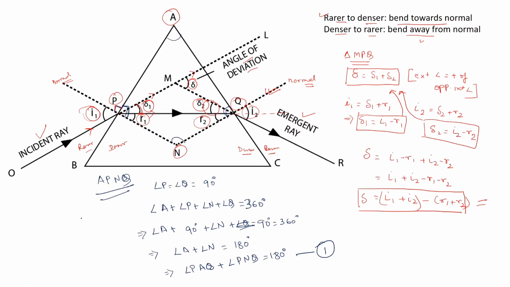Now let us consider the triangle PQN. Look at the figure. Triangle PQN means this triangle we are considering. If we consider these two triangles, what will be the value of this angle? Angle PNQ equals 180 degrees minus (R1 plus R2). Look very carefully. This one is R1, this one is R2. So this one will be 180 minus (R1 plus R2).